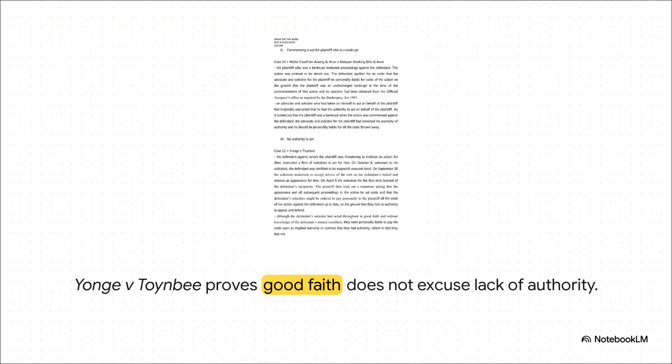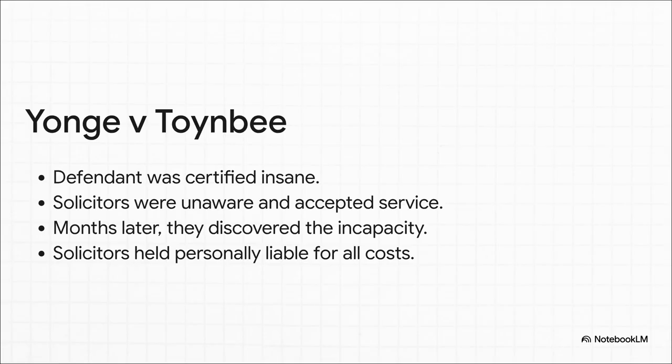But honestly, the most terrifying scenario for any practicing lawyer is Case 9, Young v. Toynbee. This case proves that you don't even have to be malicious or strictly negligent to be held personally liable. Just look at the facts here. A defendant instructed a firm of solicitors to defend him in a libel action. But unknown to the solicitors, shortly after giving those instructions, the defendant was certified insane. The solicitors, totally unaware, continued to take legal steps on his behalf.